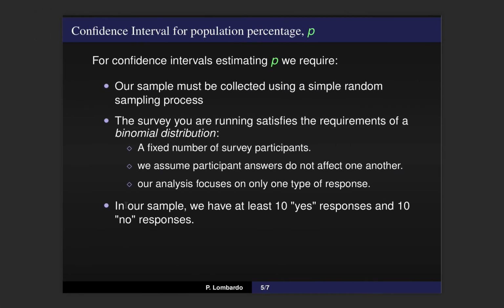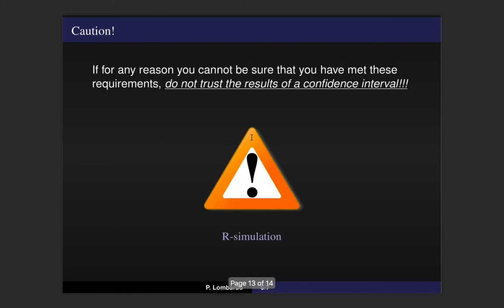So if I violate one of these assumptions, I can no longer be 95% confident that my confidence interval overlaps with P. My success rate is probably much less. And this is why, if you cannot be sure that you've met the requirements of the confidence interval, you should not trust the results. You cannot trust that your population parameter is going to be inside the confidence interval you computed.